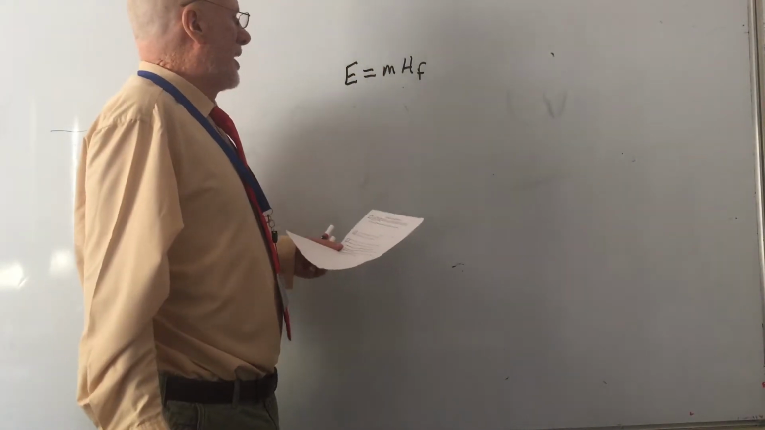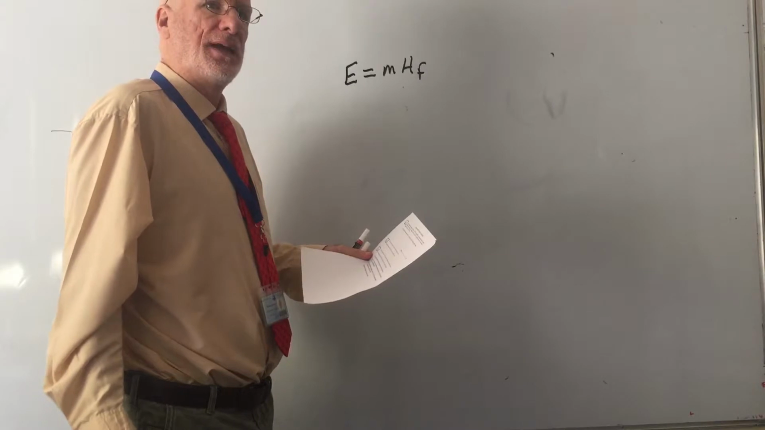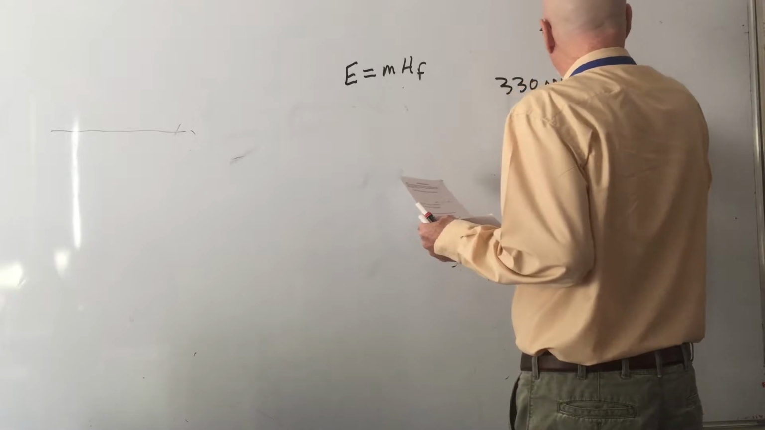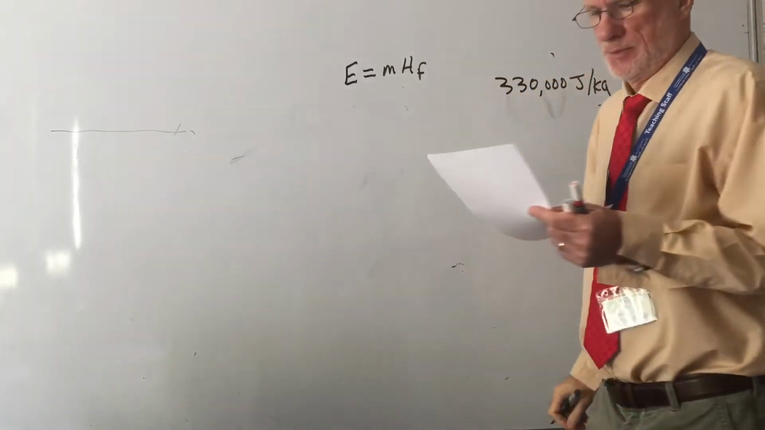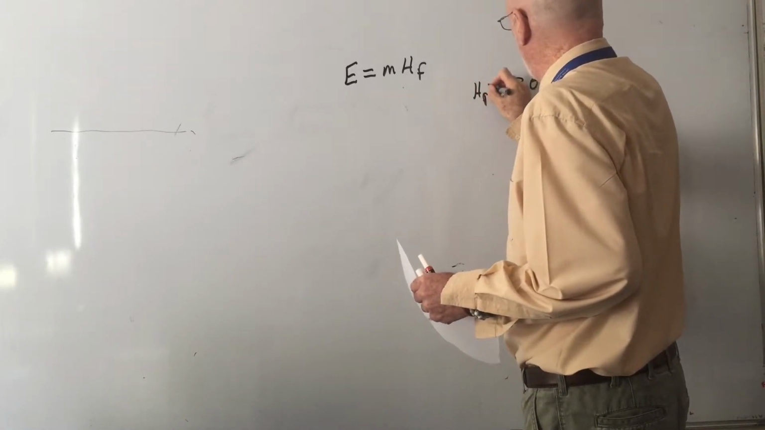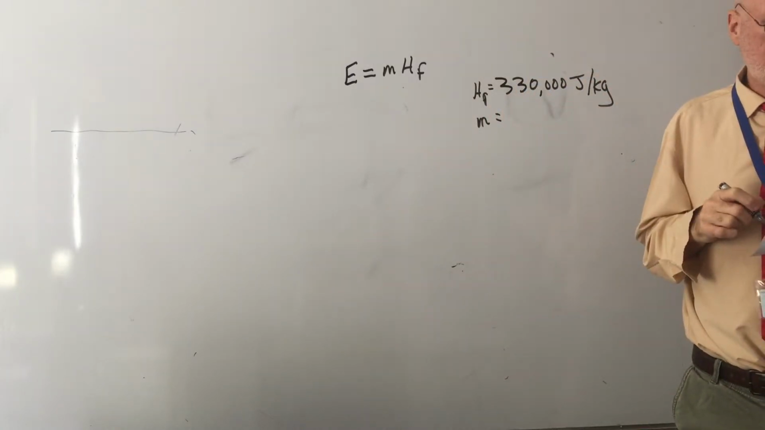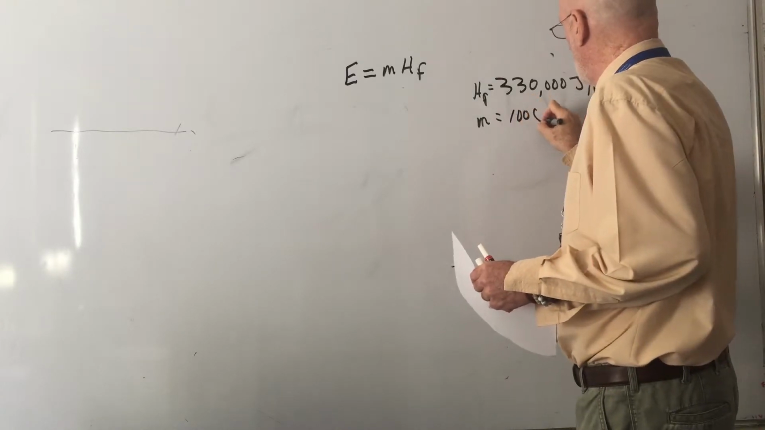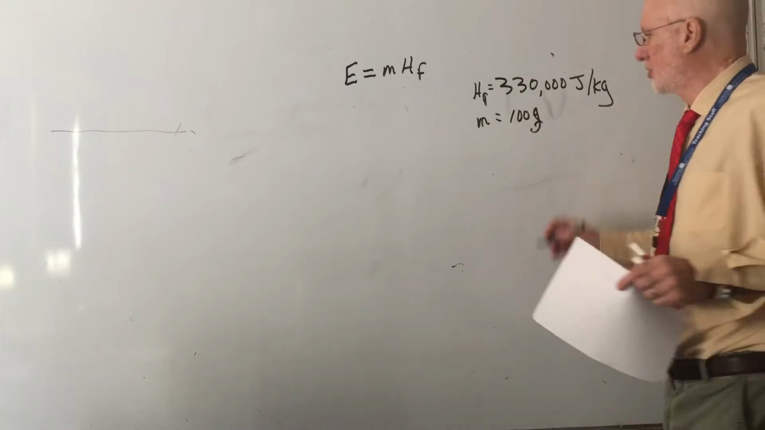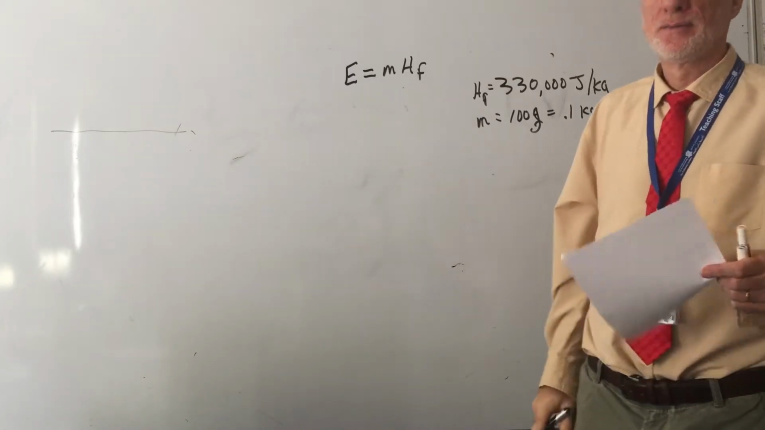All right. So, what is HF? The heat of fusion is going to be 330,000 joules per kilogram, right? Okay. And then the mass is going to be what? 0.075? No. 100 grams. So what do I have to do right away? Convert it to what? 0.1 kilograms. Correct? Yes. Okay.